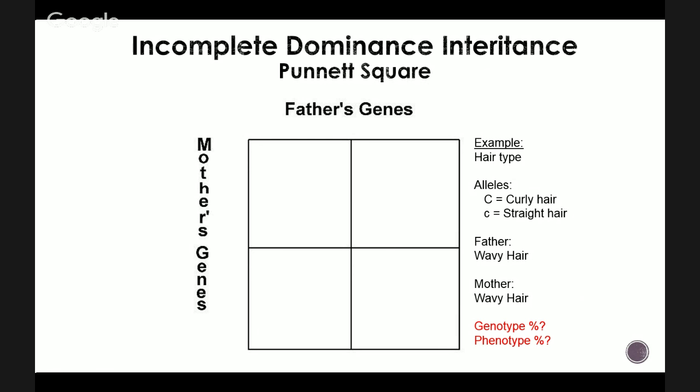We have the alleles. Capital C is curly hair. Lowercase c is straight. We're looking at the father and mother. Now we've got to figure this out. Father has wavy hair. Mother, how do you think we get wavy hair? You have an allele for straight hair. Got it. Heterozygous. Mother and father both have wavy hair.